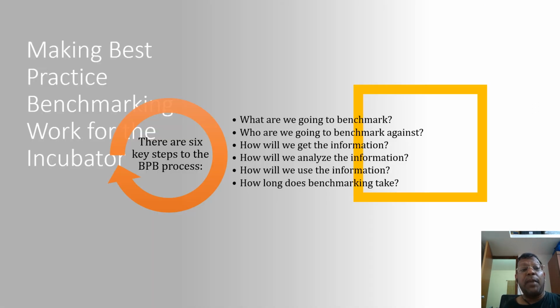Now, making best practice benchmarking work for an incubator. There are six key steps to this process. First of all, you need to know what you are going to benchmark, against what, and how you collect this information, how you analyze the information you collected, how you would use it, and how this benchmarking takes you forward in the longer run. The whole idea of benchmarking is to get better. If the last part is not working, then the others are of absolutely no use to you. So make sure you don't make a mistake there.